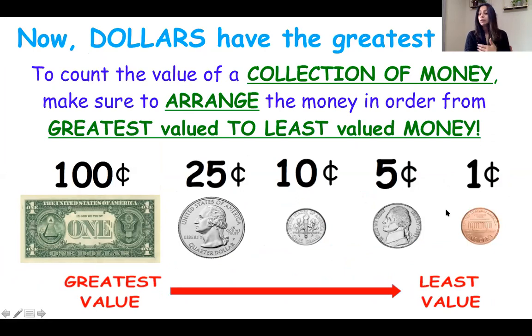Out of all the money we've learned so far, a dollar bill has the greatest value because it's worth 100 cents or $1, right? So a quarter is worth 25 cents, dimes are worth 10 cents, nickels are worth 5 cents, pennies are worth 1 cent. Out of all of this, 100 cents is the most. $1 is the most. So $1 would come first because it's the greatest value.